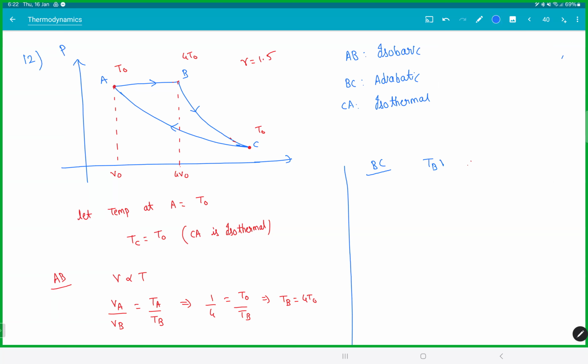So TB VB power gamma minus 1 is TC VC power gamma minus 1. TB is 4T naught, VB is 4 V naught, gamma minus 1 is half. TC is T naught, and VC power gamma minus 1 is half. T naught will cancel. This we square on both sides. That would be 16 into 4 V naught is VC. VC is 64 V naught. Perfect.